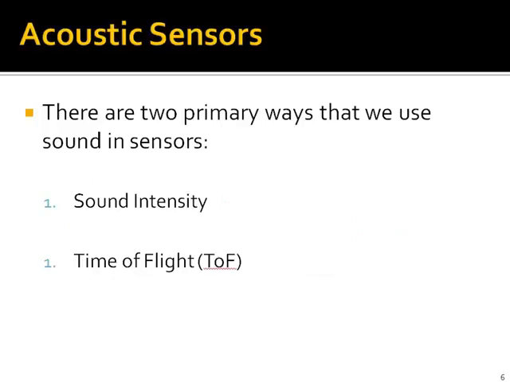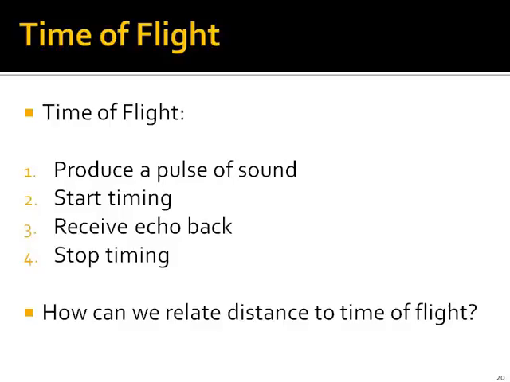Now, the purpose of detecting sound for a robotic application might be something like sound intensity, but more frequently, what we're measuring is something called time of flight. Time of flight is the amount of time that it takes for a pulse of sound to leave our robot, bounce off of an object, and then come back and be detected. An ultrasonic rangefinder is a common sensor that uses the time of flight approach to produce a pulse of sound, start timing, wait until an echo is received back and detected by our piezoelectric sensor, and then stop the timing.